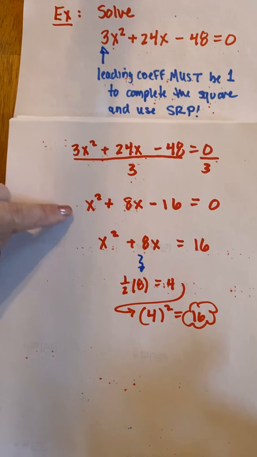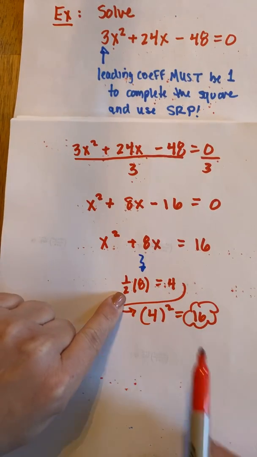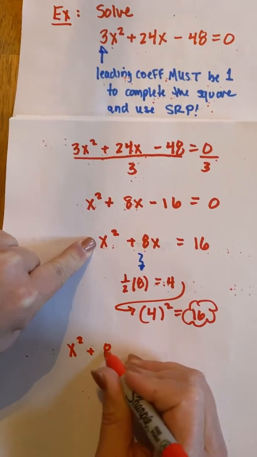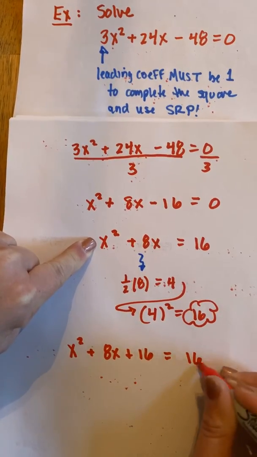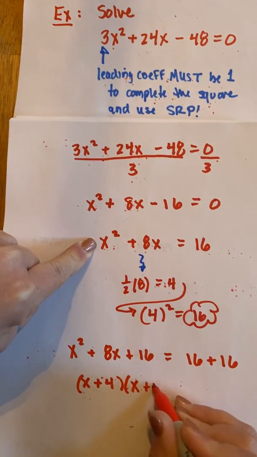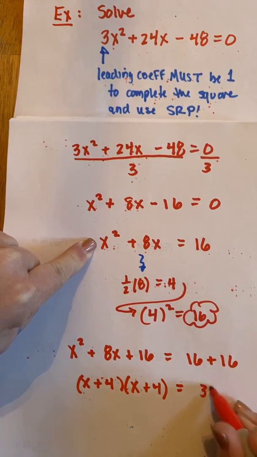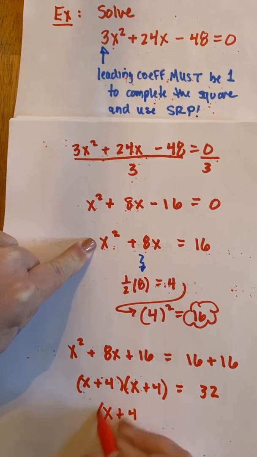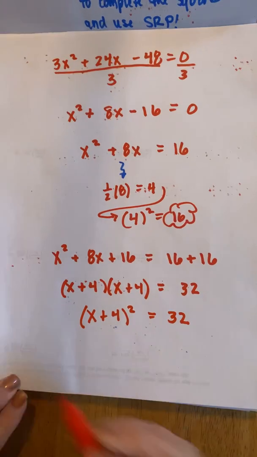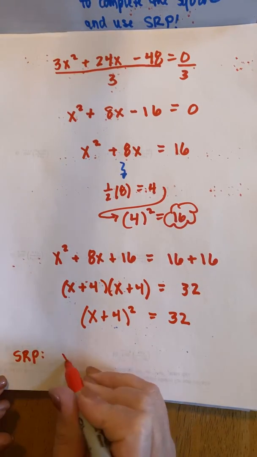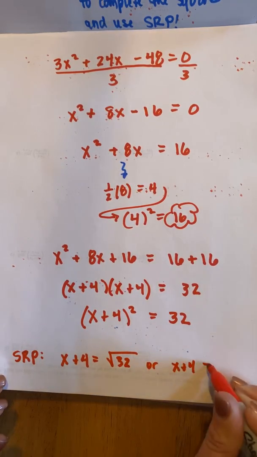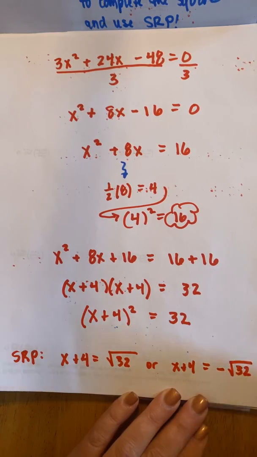So the important part of this problem is you can finish from here. I will finish it out, but you may not take half of this number, square it, and add it to both sides if the leading coefficient is not 1. It just won't work. So x squared plus 8x plus 16. We add 16 to both sides. This is x plus 4. Left side becomes x plus 4 squared equals 32. So now it's of the form something squared equals a number, so now we can use the square root property. x plus 4 is equal to the square root of 32, or x plus 4 is equal to the opposite of the square root of 32.